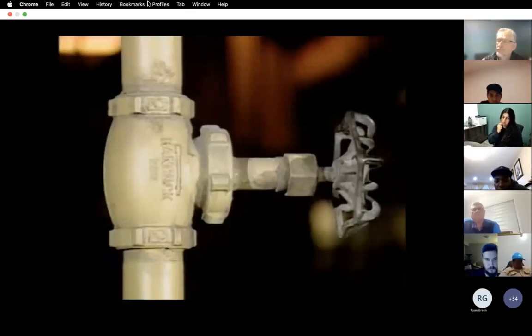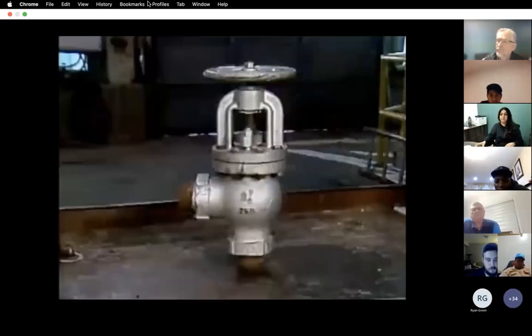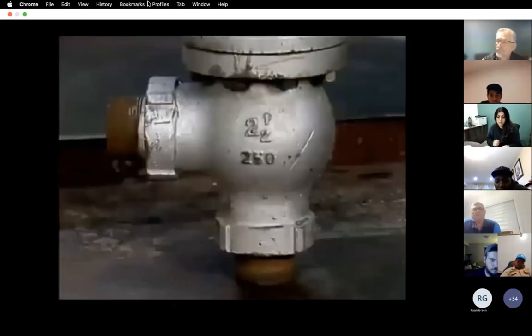You can usually recognize a globe valve by its globe-shaped body. However, not all globe valves look like this one. Here is another type of globe valve called an angle valve. It's easy to spot because of its globe-shaped body with piping connections at a right angle. Angle valves are used to change the direction of fluid flow.